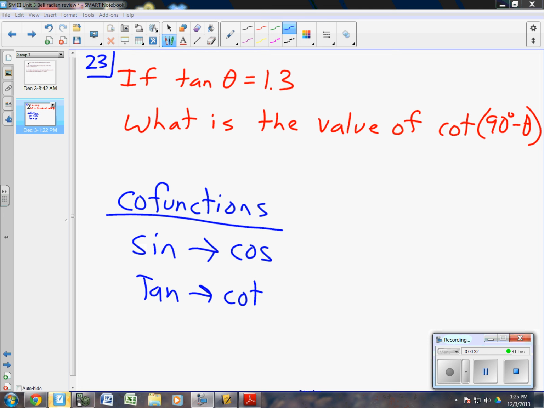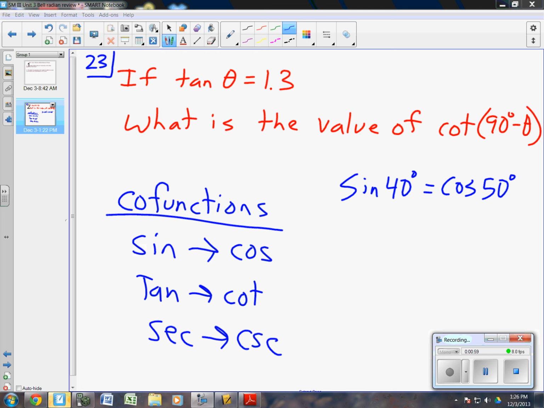And secant and cosecant are cofunctions. What that means is, let me give you an example. If you had the sine of 40 degrees, that would be equal to the cosine of 50 degrees. In other words, if the two angles that you're taking the sine and cosine of add up to 90 degrees, then these two things are equal every time. And that's what cofunctions do.